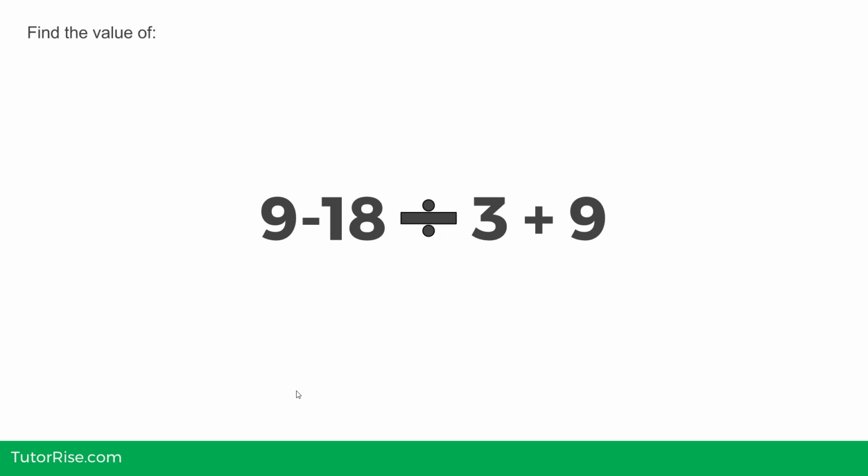So let's go back to our original question. How are we going to solve this? As I say, we're going to use our order of operations, BODMAS. So let's go ahead and work this out together. So we say 9 take away 18 divided by 3 plus 9. So let's use our BODMAS.